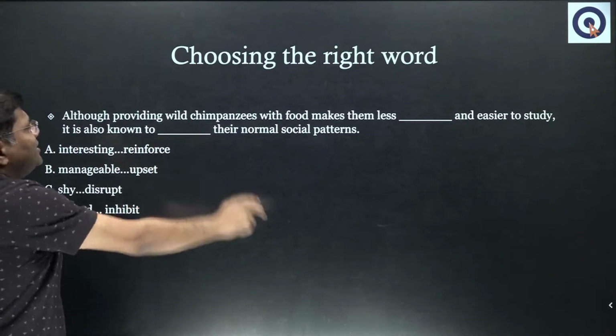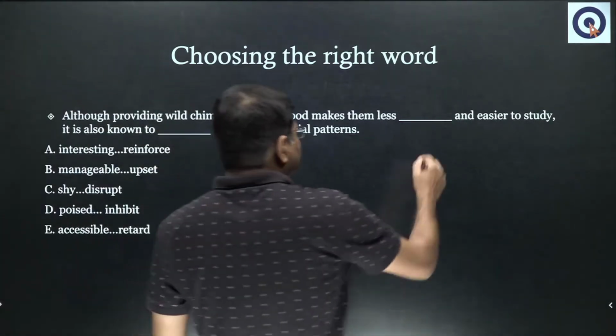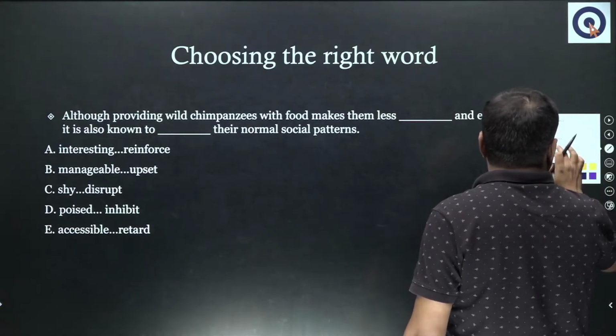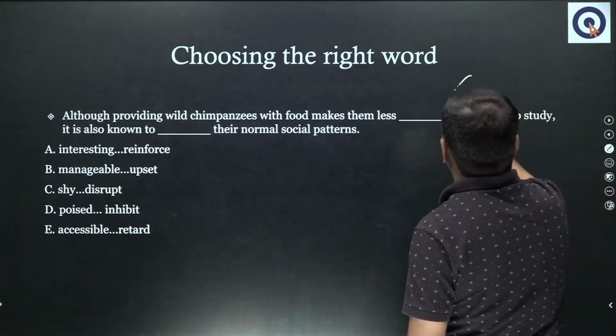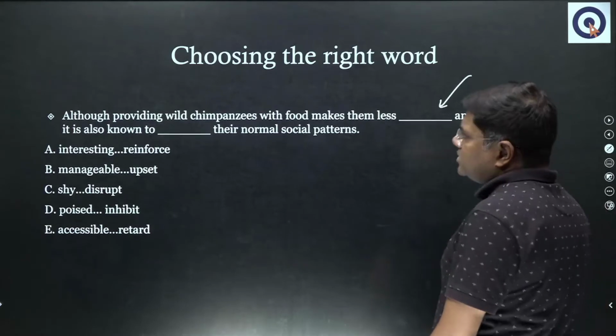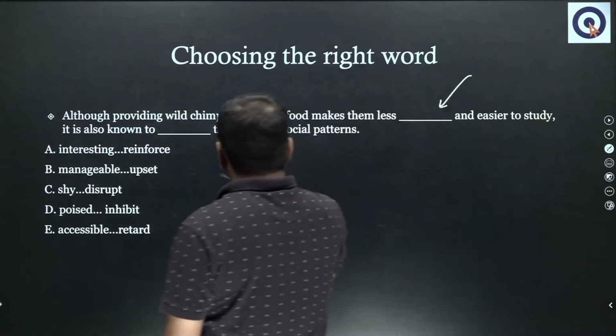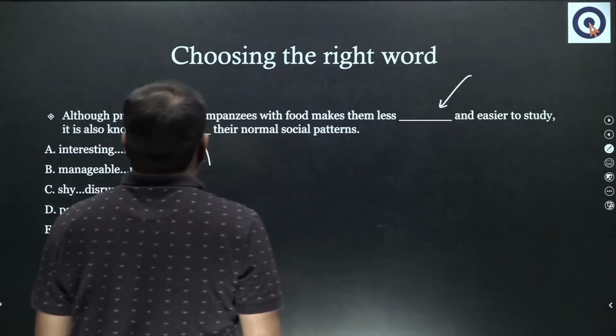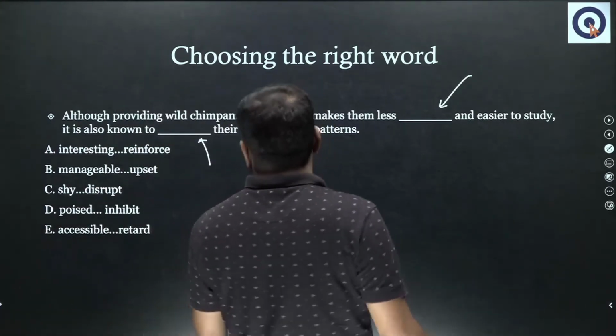Although providing wild chimpanzees with food makes them less dash, so this is something that we have to understand. It makes them less dash and easier to study. It is also known to dash their normal social patterns, correct? Although providing wild chimpanzees with food makes them less dash.